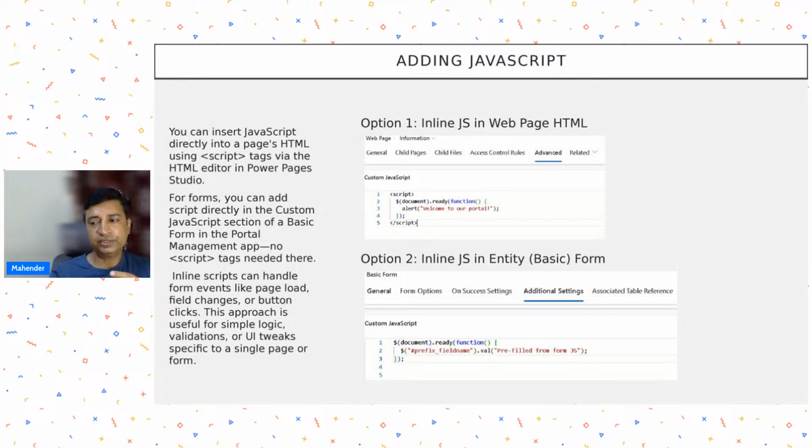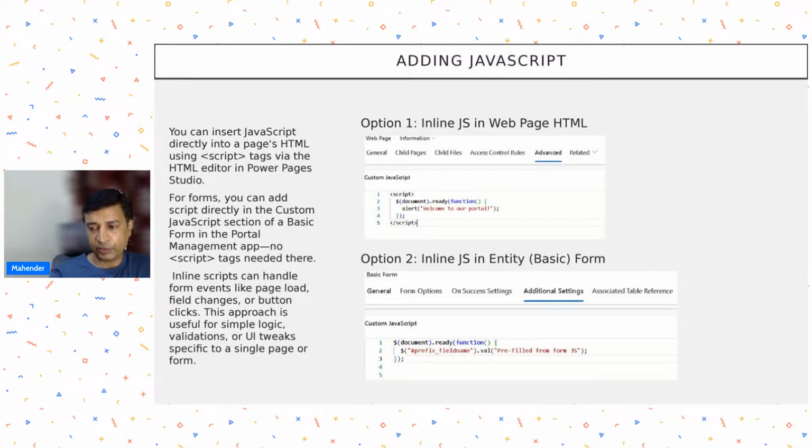Okay, so this entity forms basically the Dataverse form that we are referring to on the web pages. We call them a basic form as well. If you open that basic form, there is a tab called additional settings, and if you scroll down, you will get the custom JavaScript section where we can add our JavaScript.